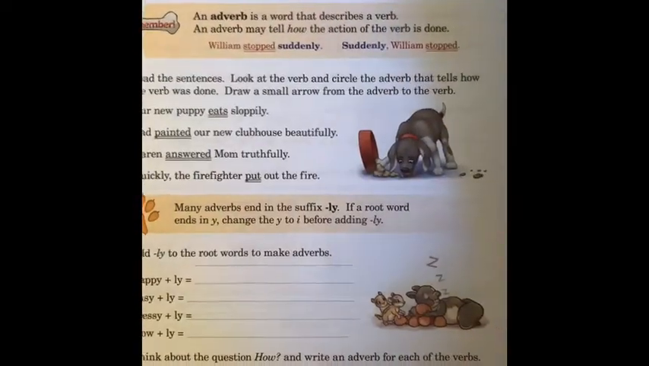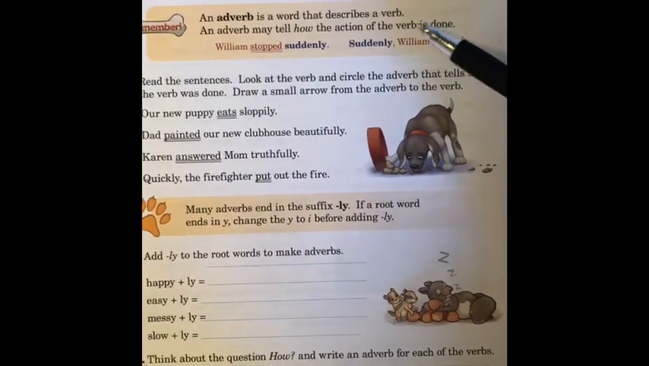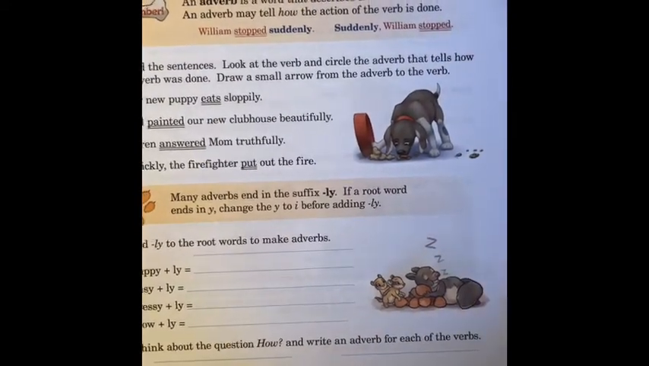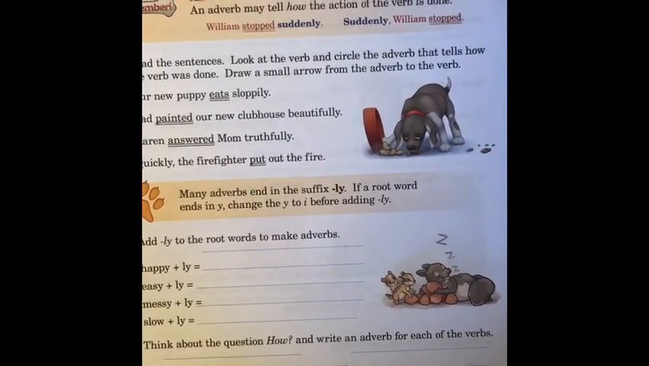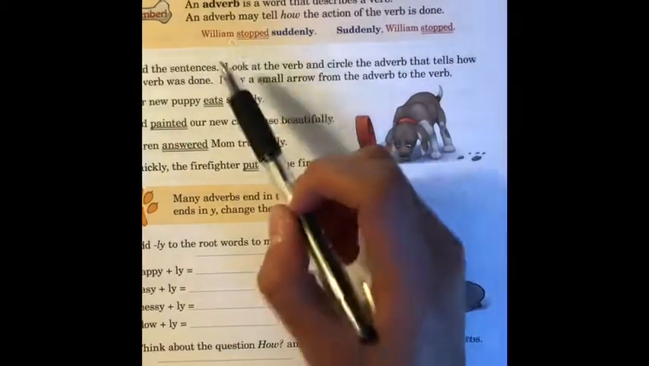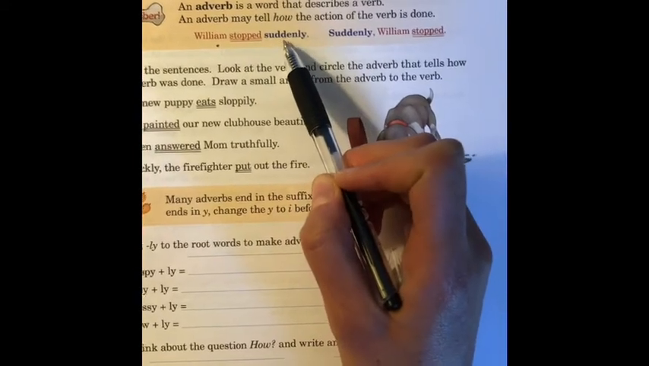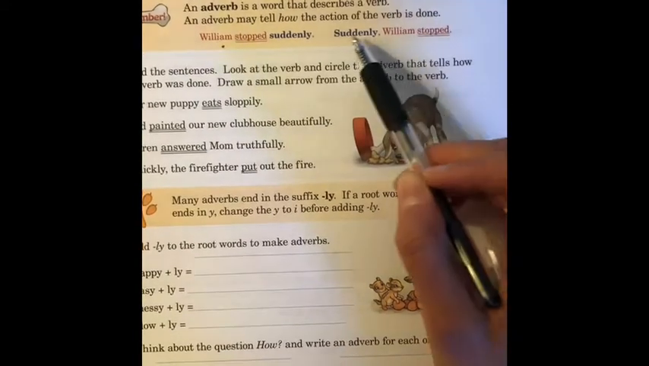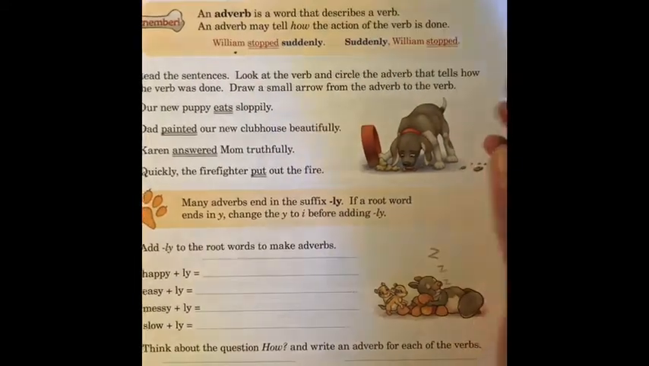All right, so we are learning about adverbs this week. And just a reminder, we learned this yesterday, but an adverb is a word that describes a verb. So remember last week we learned adjectives. Adjectives describe nouns. Adverbs describe verbs. An adverb tells how the action of the verb is done. So, for example, William stopped. How did he stop? He stopped suddenly. Or you could say, suddenly William stopped. Suddenly is an adverb because it describes how he stopped.